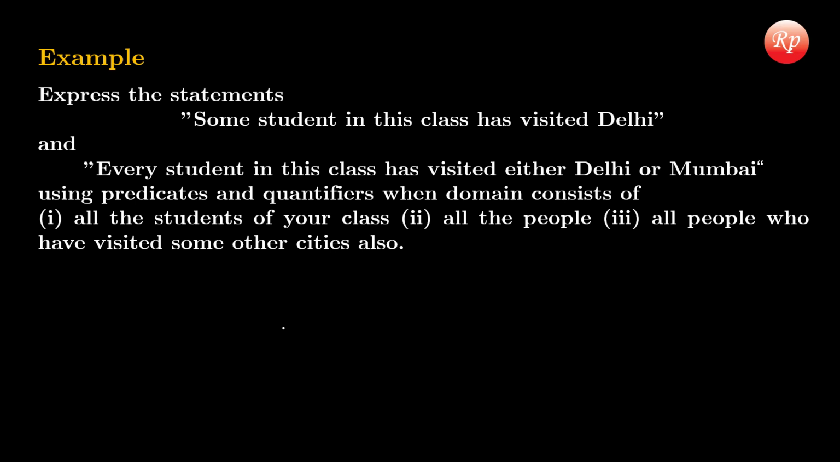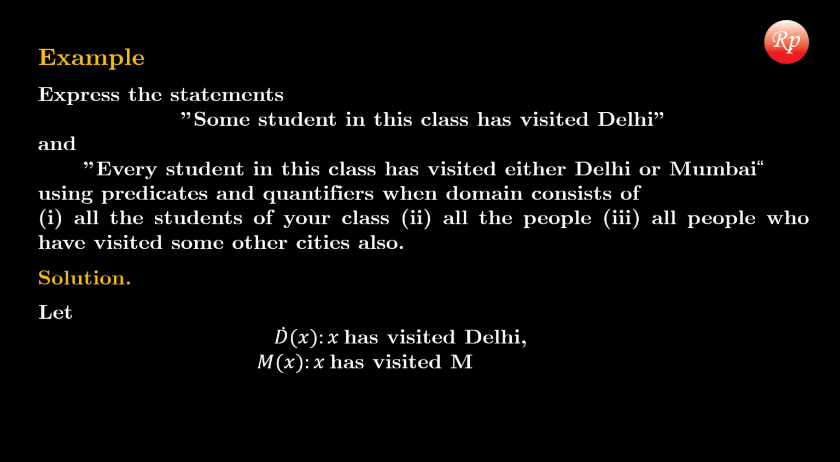predicates and quantification. Obviously, the domain consists of all the students of your class, second, all the people, and all the people who have visited some other cities also. So again we define D(x) to be x has visited Delhi, M(x): x has visited Mumbai. Then first, when the domain consists of all the students of your class, the case is very simple.